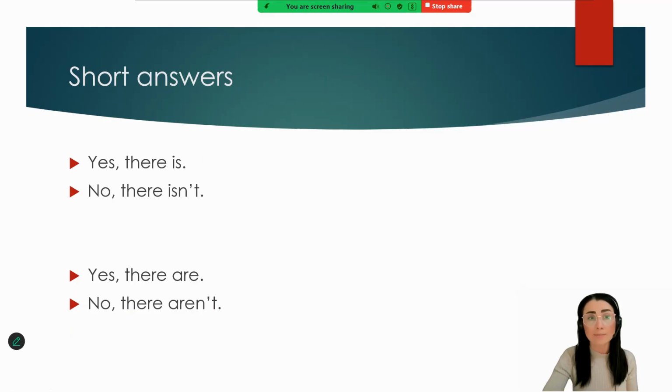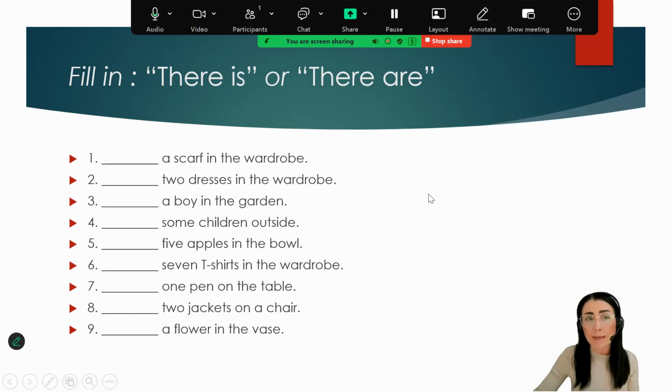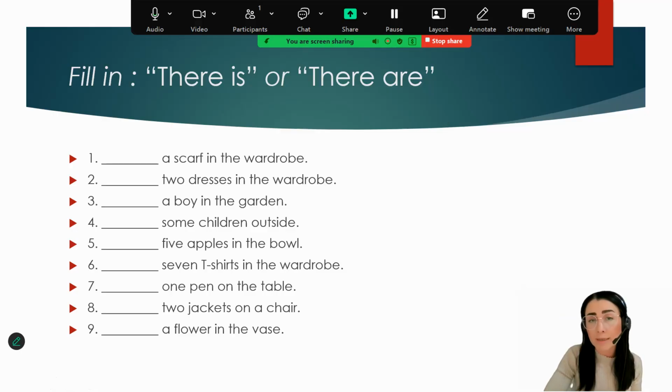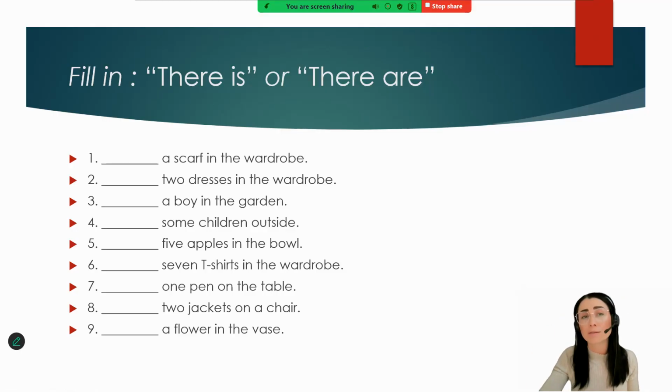Let's have some practice. Your task is to make a pause and to fill in there is or there are. I will remind you one more time. We use there is to say that something exists somewhere, and this is only for singular form, for one object or one person. For example, there is a cup on the table. We use there are to speak about two or more objects when we want to say that they are somewhere. There are 5 flowers in the vase. Now, pause this video, do this exercise in writing, then check your answers.